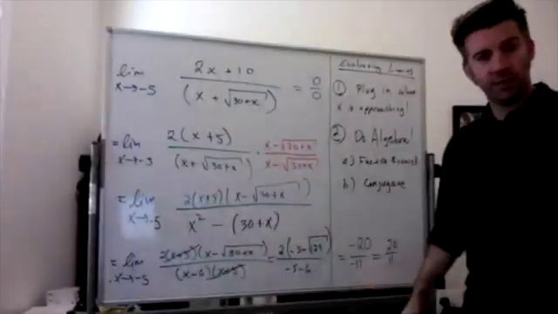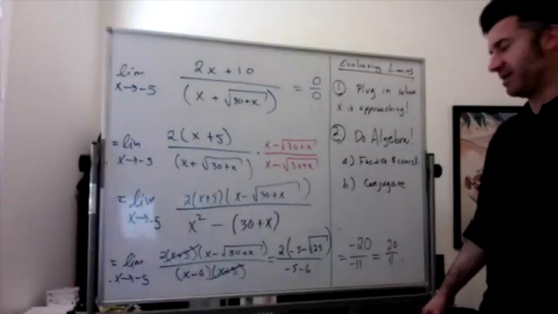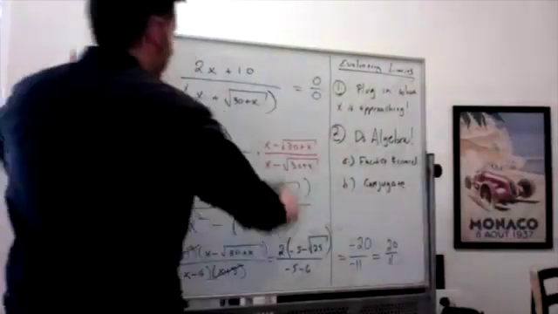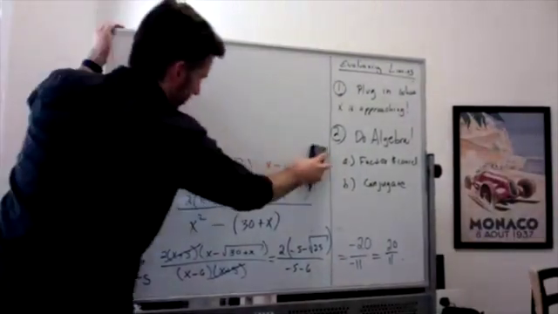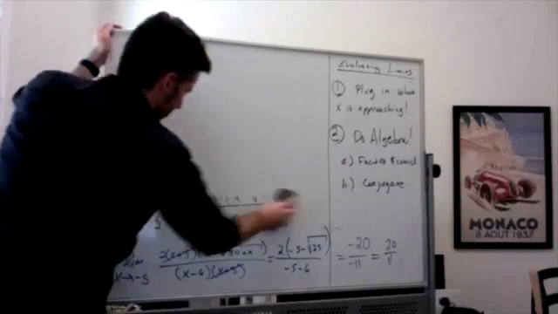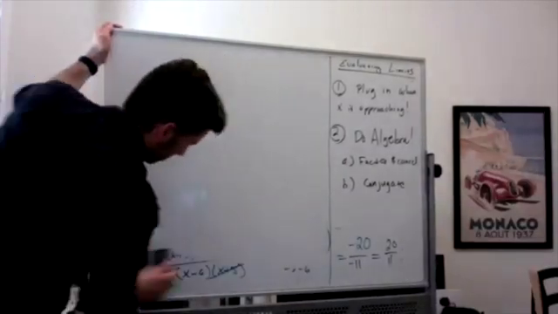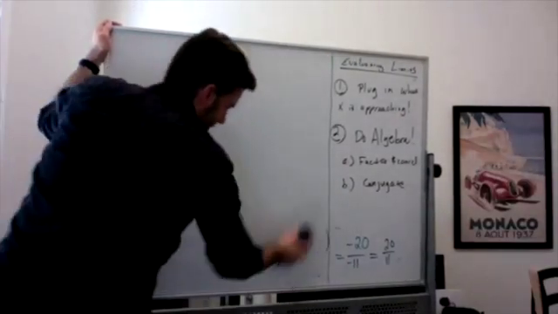There is one other algebraic method of trying to deal with 0 over 0 types of limits. And that is the following.